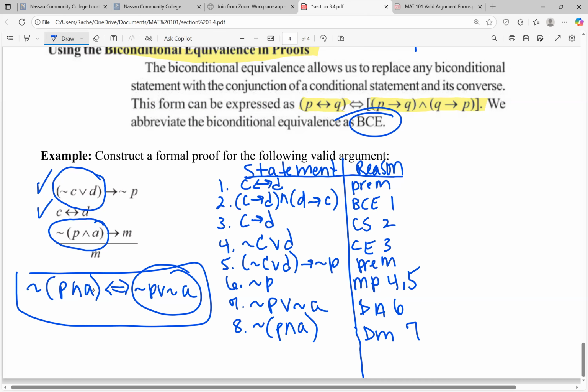Not P and A is the left-hand side of that third premise. So let's write down that third premise, right? Not P and A implies M. And then now I see my pattern for modus ponens, right? You see how 8 is the left-hand side of the conditional in statement 9. So statement 10 is going to be M because of modus ponens on 8 and 9. And M is my conclusion, therefore wrapping up that formal proof and showing that it's valid.